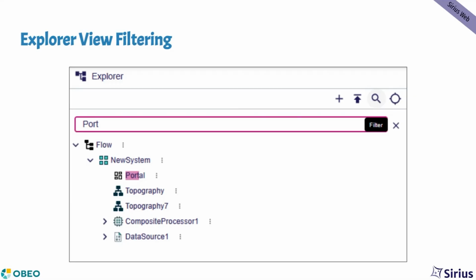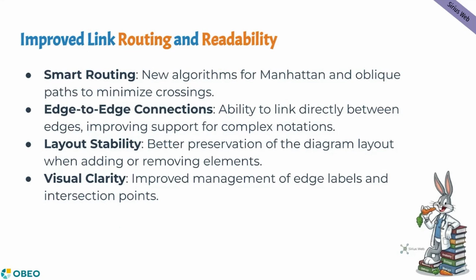So end users can activate filtering more naturally and quickly limit the visible content to what really matters to them. Beyond speed, another very important topic is diagram readability. Readability is a primary concern in modeling because a diagram is not only something you edit, it is also something you review, discuss, and share.